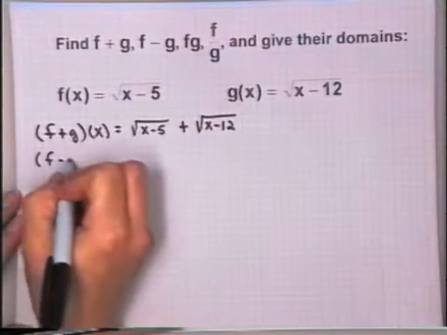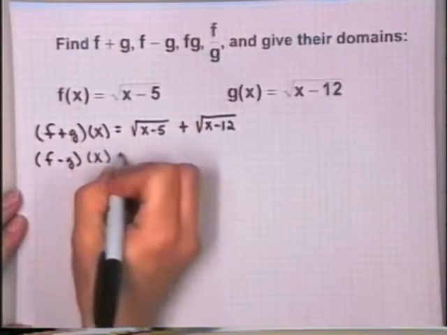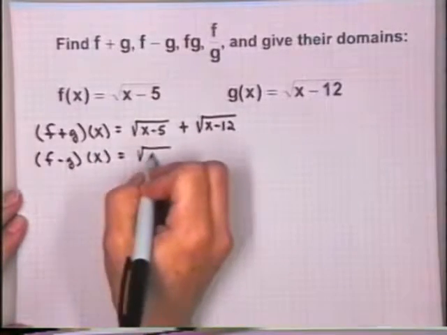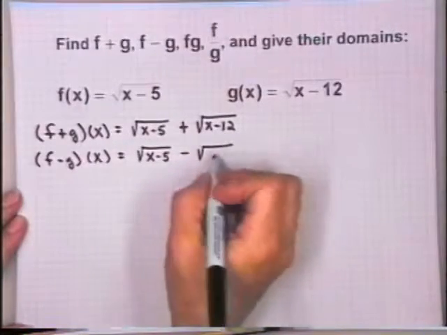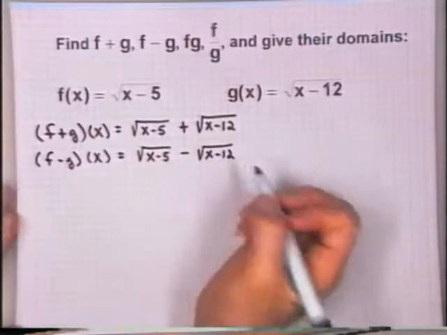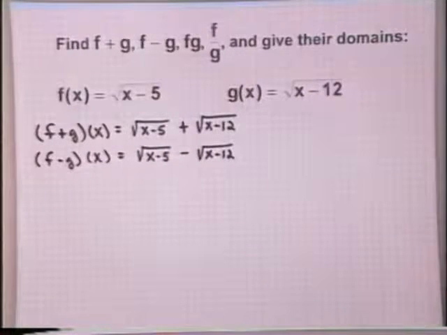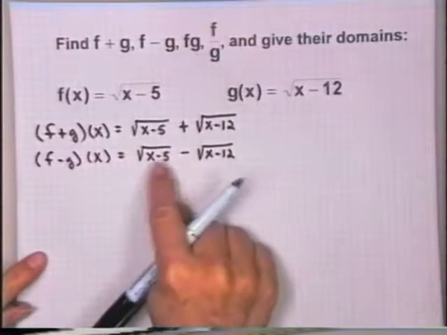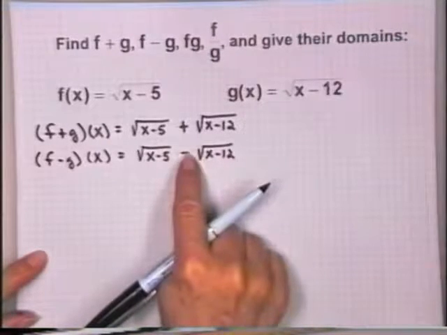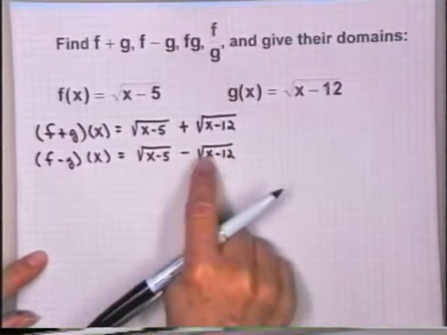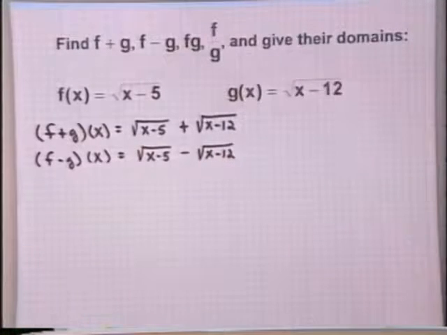The difference, f minus g of x, means that we take function f again, square root of x minus 5, but this time we're going to subtract function g, which is the square root of x minus 12. Again, there's nothing else that I can do in terms of simplifying the way this function looks. When I'm subtracting radicals, they have to be alike to subtract them. And remember, a negative in front of a radical like this cannot be distributed across like it can with a parenthesis. So that's all I can do in terms of this operation.